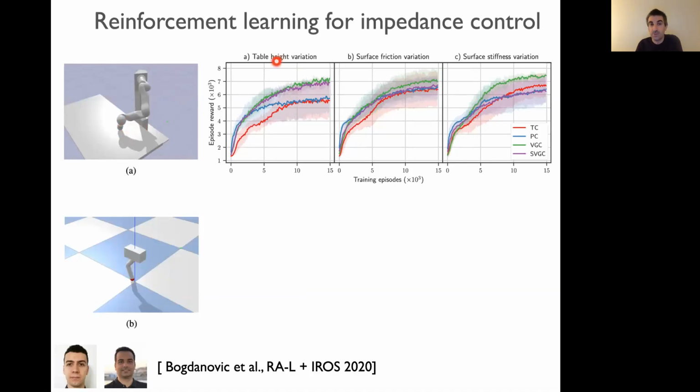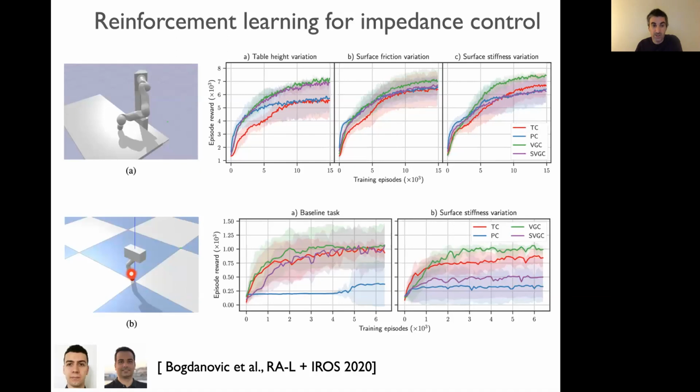And on the table, we varied the table height, the friction we get on the table, and also the stiffness of the surface. Here I won't go into details, but basically red is pure torque control, blue is pure position control, and green is the variable gain approach. You can see that green systematically gives you higher performance, and also if you do that 100 times and train your neural network, you get a variance that is much lower. It means that the results are much more repeatable.